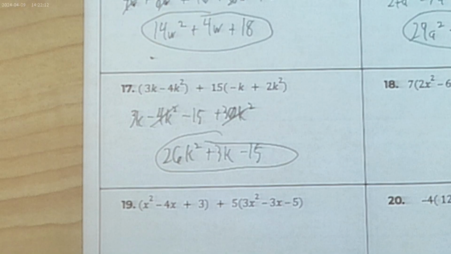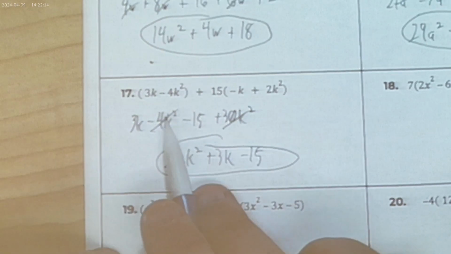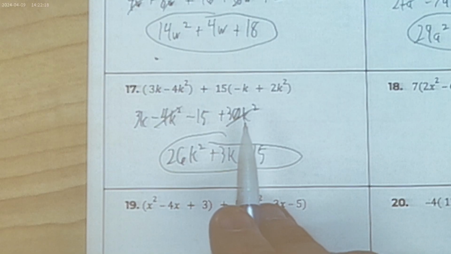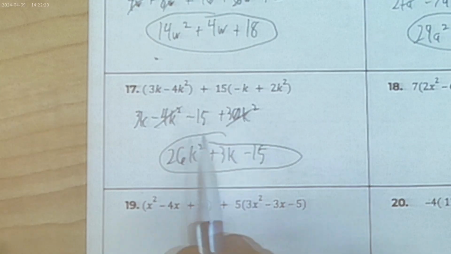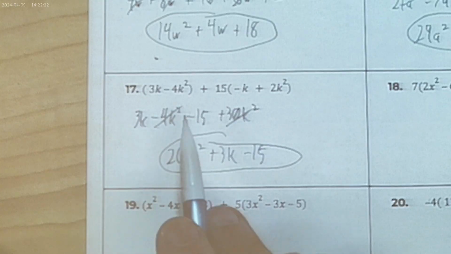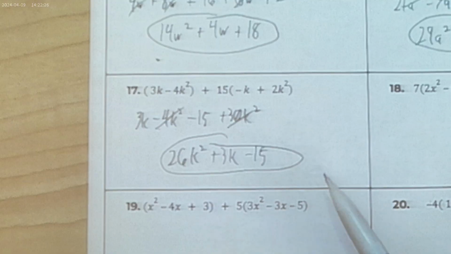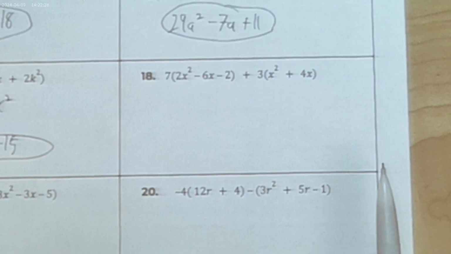And there we are. And again, k squared is the only one that has 2 terms, so it's the only one that I really have to worry about working with. The other 2 are just alone, so I can just copy them straight down. And as long as they're written in standard form, that's all I really have to worry about.